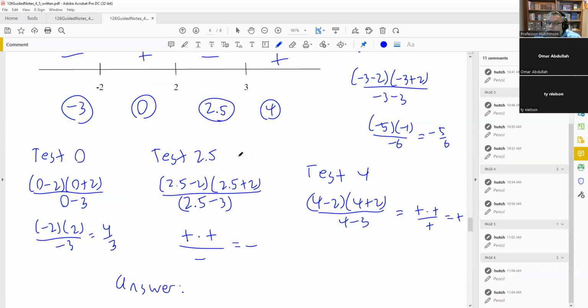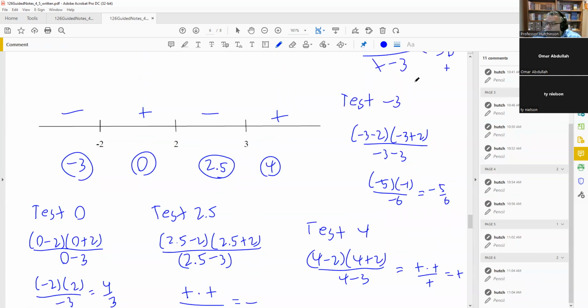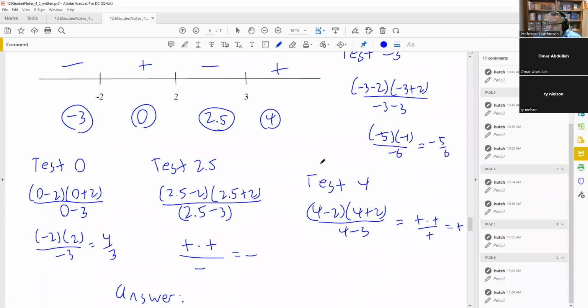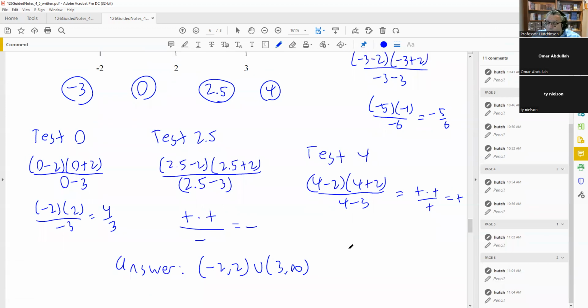All right, so I've got, again, this is a greater than symbol only. So this means I'm going to use parentheses and everything. I'm going to just indicate the regions that have pluses. Negative 2 to 2, union 3 to infinity. Because these are all parentheses, I don't have to worry about division by 0 this time, because the original problem just had a greater than symbol on it. And so that would be the final answer there. We don't have to worry about division by 0 here in this case. Okay, so that's your final answer.